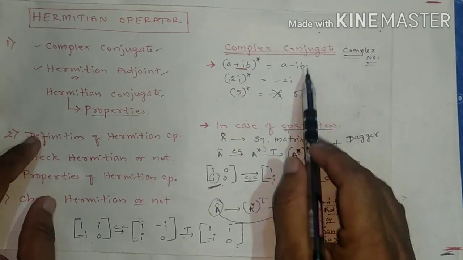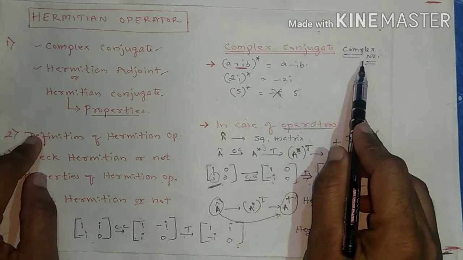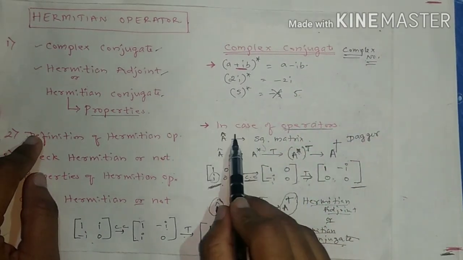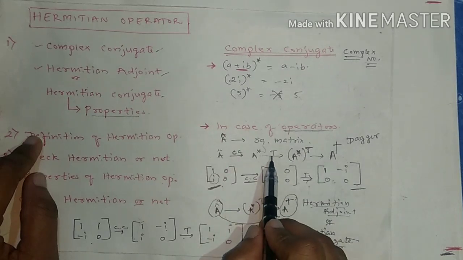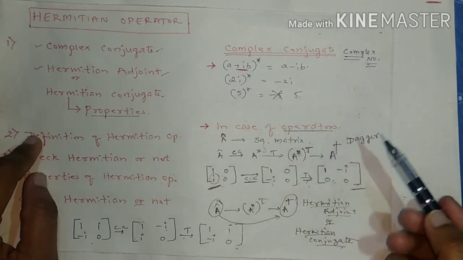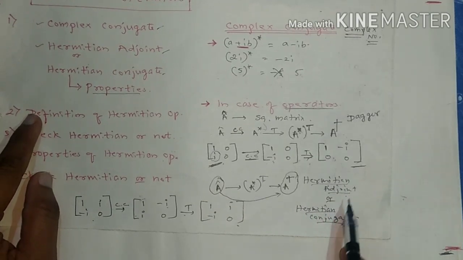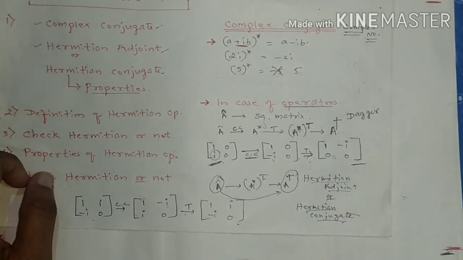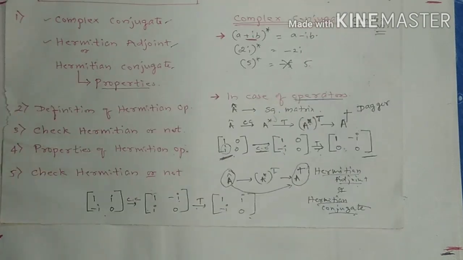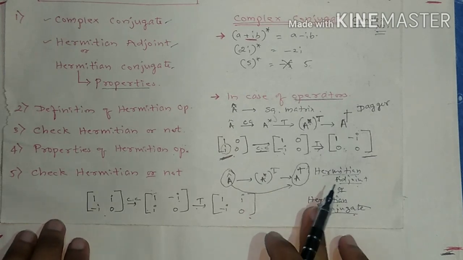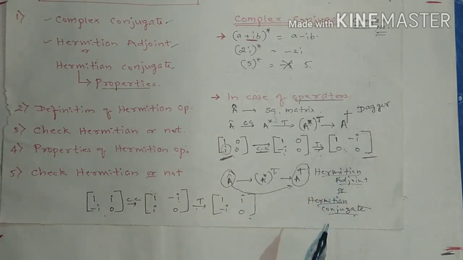So we have understood two things here. One is the complex conjugate, which applies only to complex numbers, and in the case of operators we have to do two operations. After doing two operations, whatever we get is called the Hermitian adjoint or Hermitian conjugate. After studying these two basic definitions, now we will see some properties related to the Hermitian adjoint.